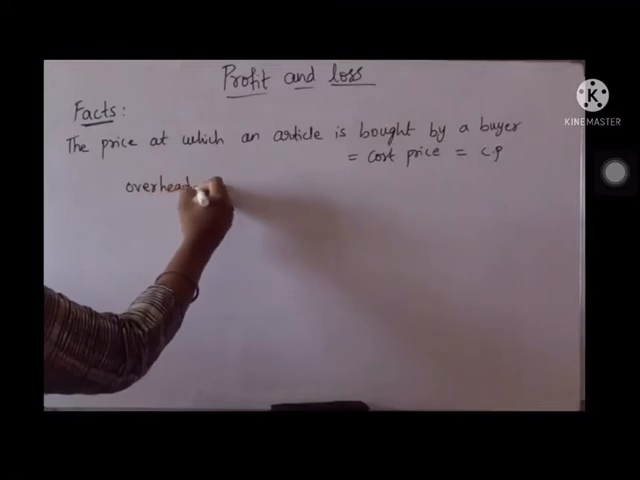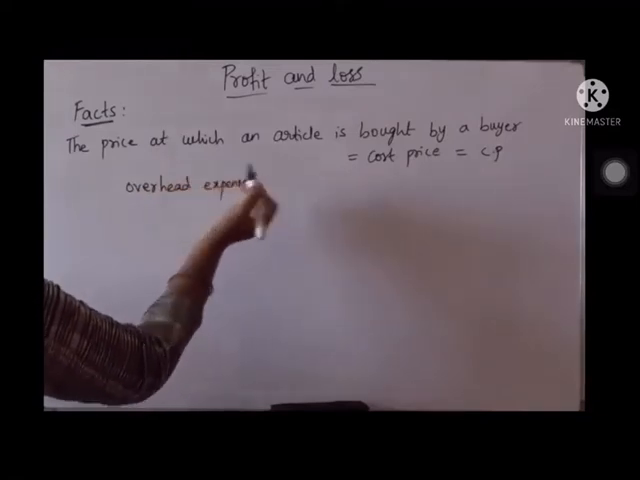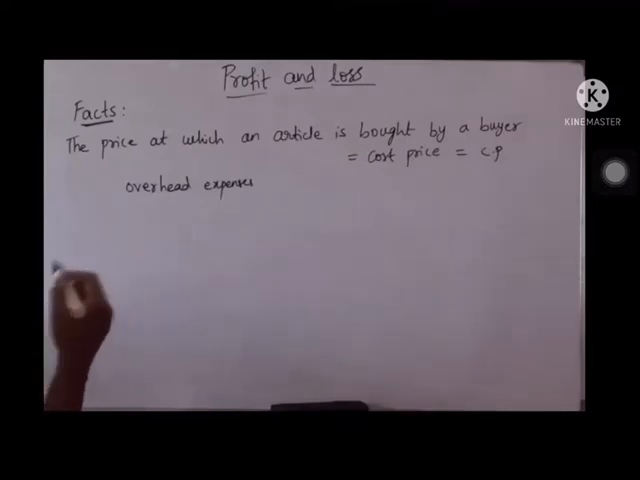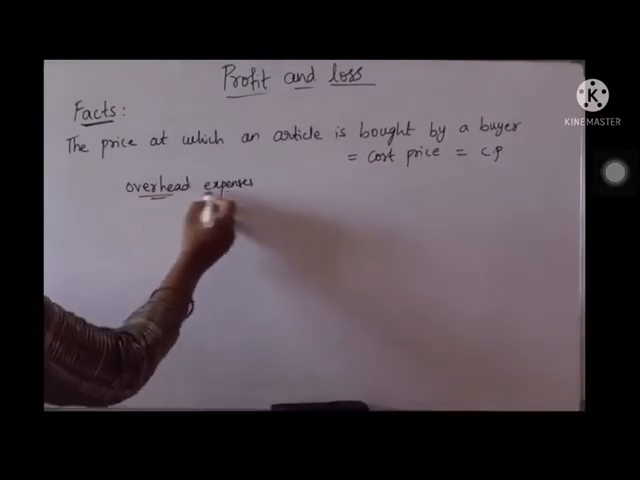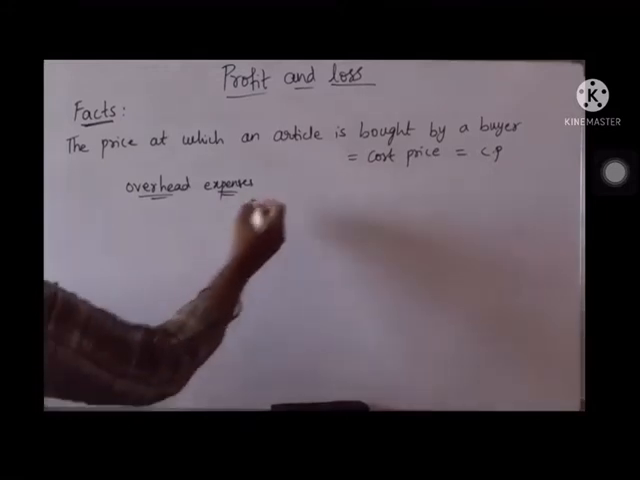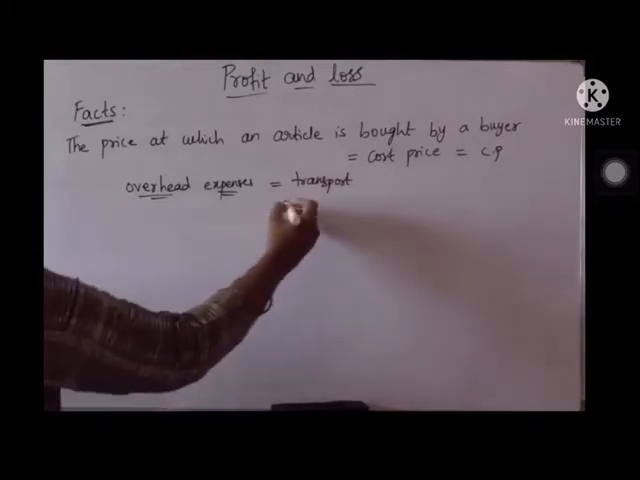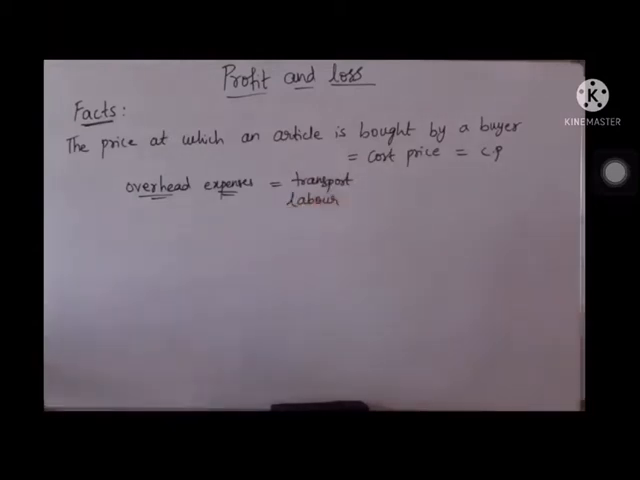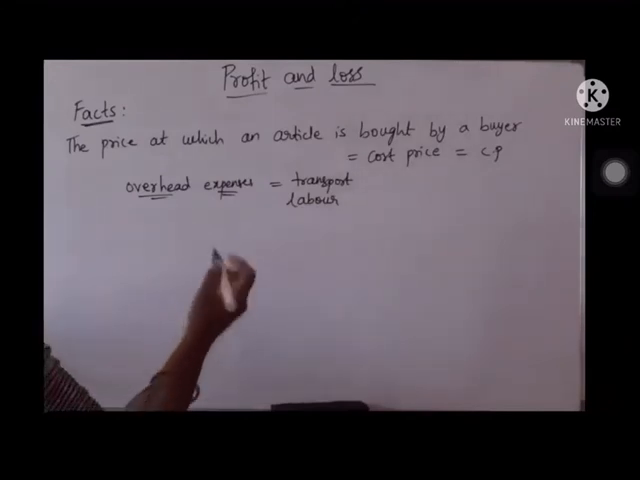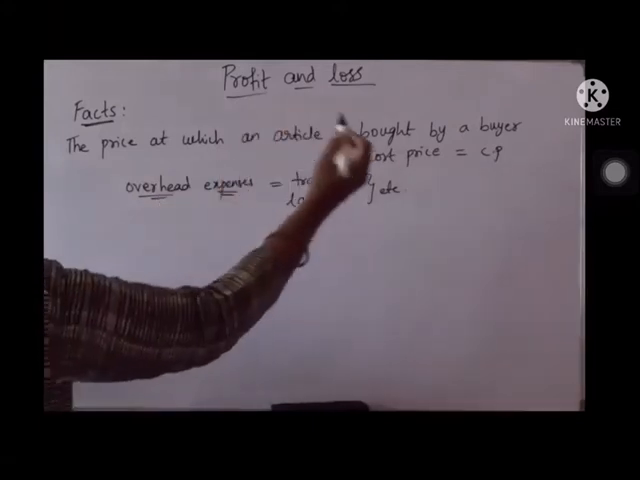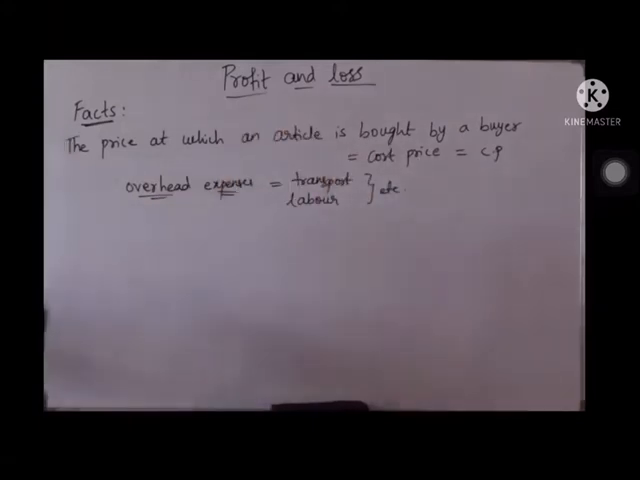What is meant by overhead expenses? Suppose we buy a TV from a showroom. From the showroom to your house, if it comes by an auto or something else, that will be the extra charges. Yes or no? That is nothing but overhead expenses. Overhead expenses means things like transport and labor charges. Materials, maintenance, all these come under overhead expenses, and overhead expenses are always added to the cost price, right?